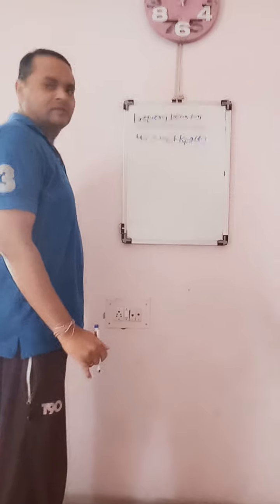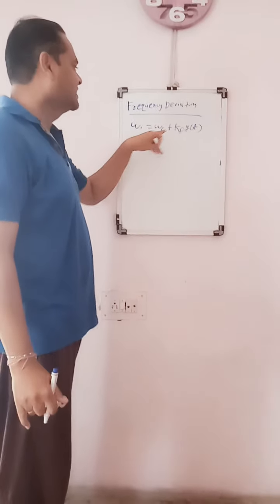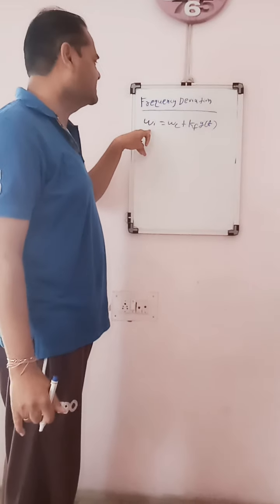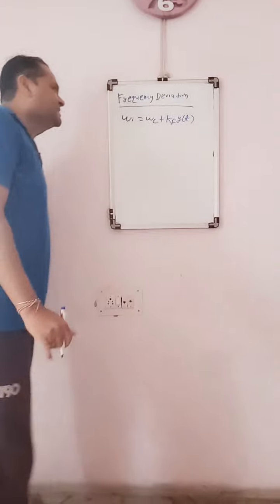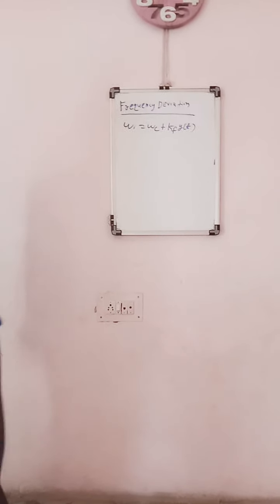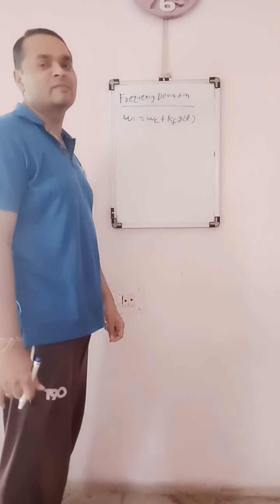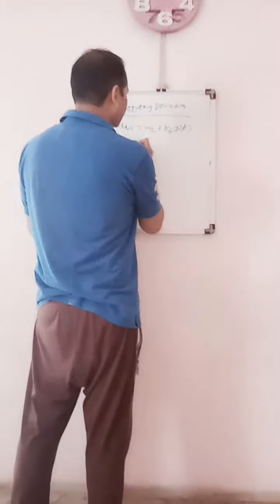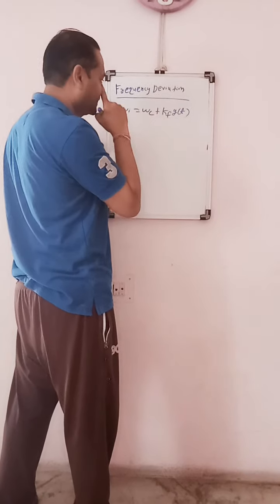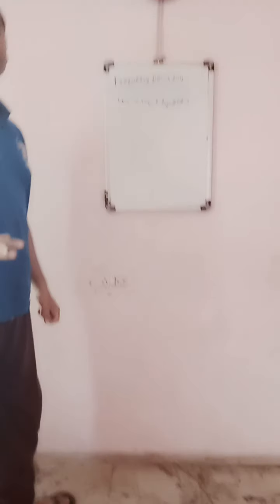So this is the expression for instantaneous frequency, that is omega i equal to omega c plus kf g(t). So what is the frequency deviation? Frequency deviation is the maximum change in the instantaneous frequency from the average value omega c, right? So this kf g(t) will decide how much deviation there will be.